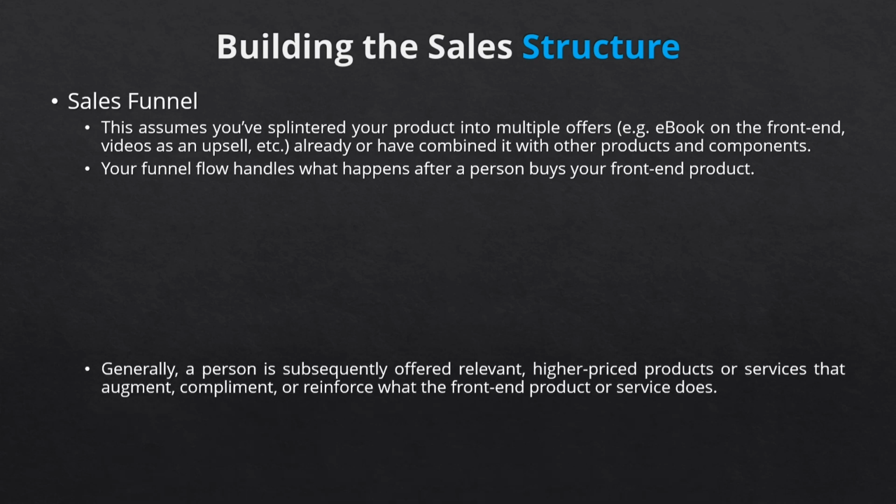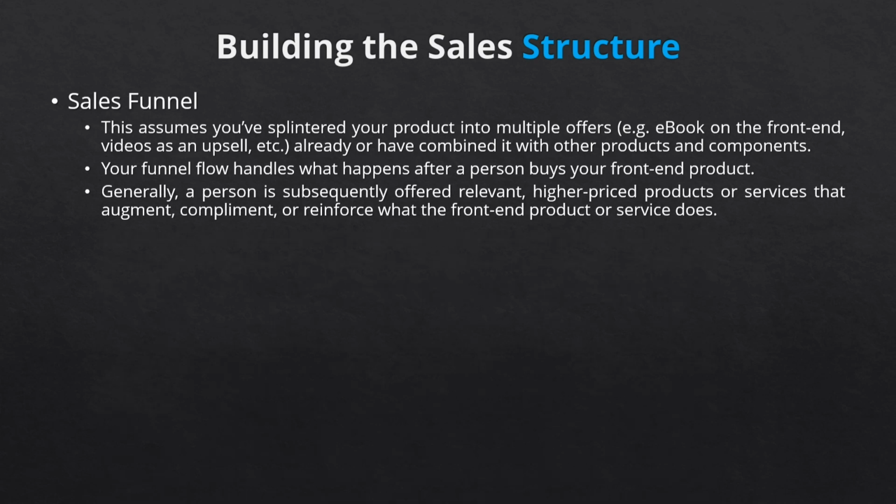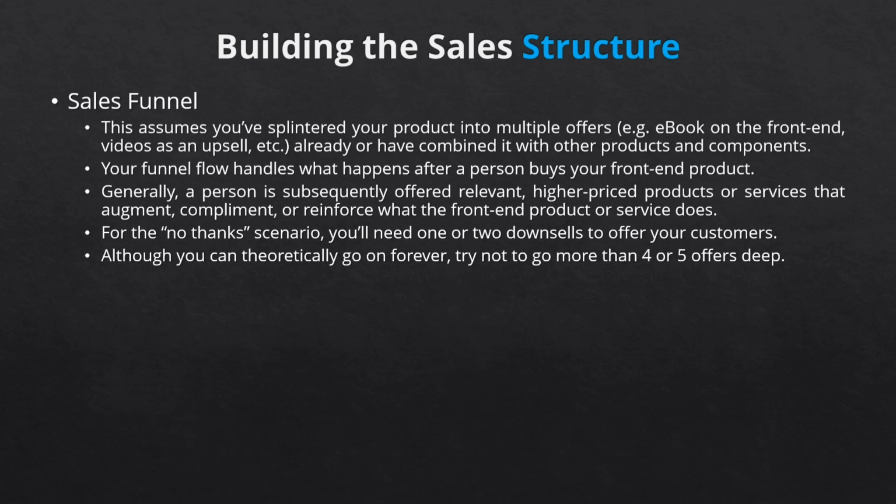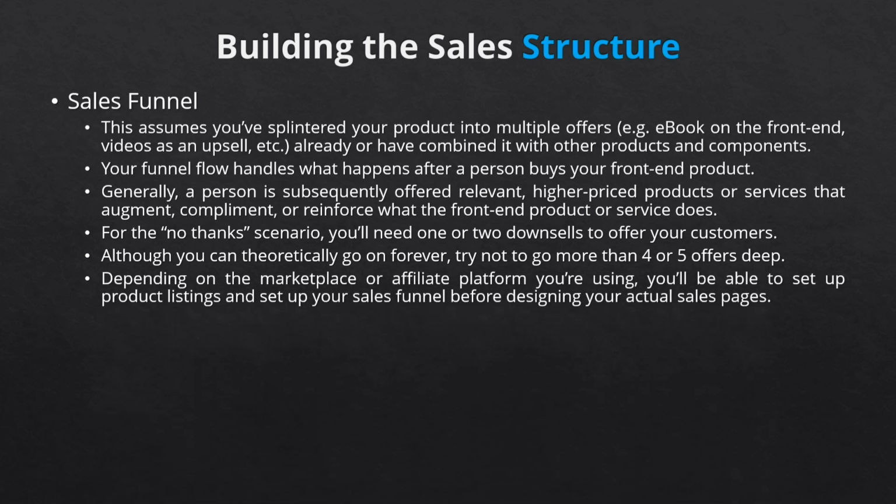The flow of your sales funnel basically handles what happens after a person buys your front-end product. Ordinarily, they'll be offered a relevant, higher-priced product as an upsell. This product should ideally augment or reinforce what the front-end product does. You'll then need to plan for a yes or no scenario. You'll probably want a second upsell in the case of the buyer purchasing the first upsell, and you'll need a downsell in case they decline it. This can theoretically go on as long as you want, but generally you'll annoy more people if your sales funnel is more than 4, maybe 5 products deep. Depending on what marketplace you'll be using, which we'll discuss later, you'll be able to create product listings and set up your sales funnel before designing your actual pages.